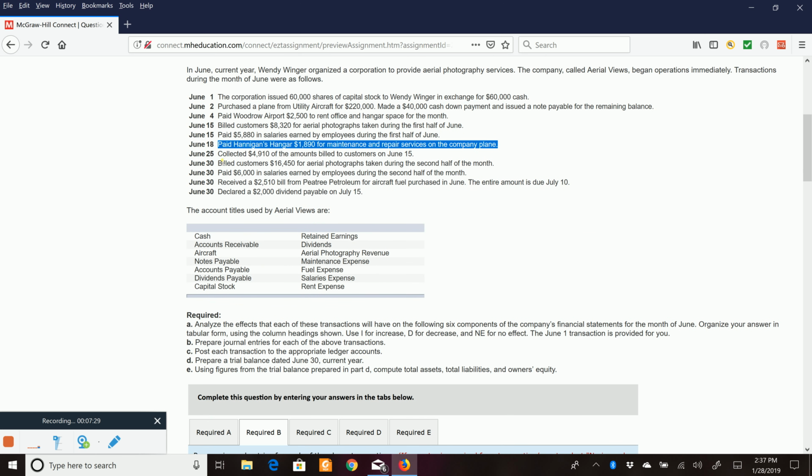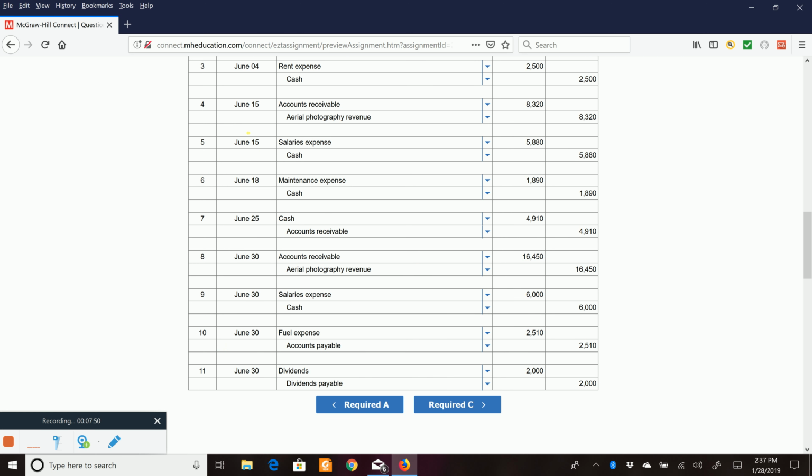7 days later, on June 25th, we collected $4,910 of the amounts billed to the customers on June 15th. So what we're doing here on June 25th is we're not recognizing more revenue. All we're doing here is collecting on receivables that we established back on June 15th. So if you go back up to June 15th, you remember we recorded this receivable of $8,320. Well, what we're doing here 10 days later on June 25th is we're collecting some of that receivable.